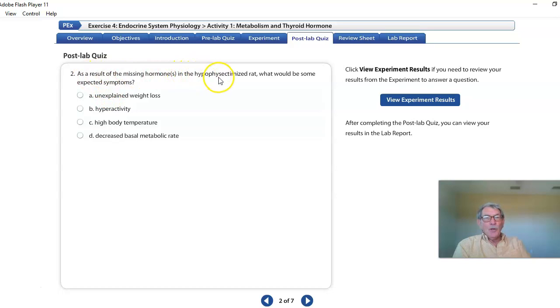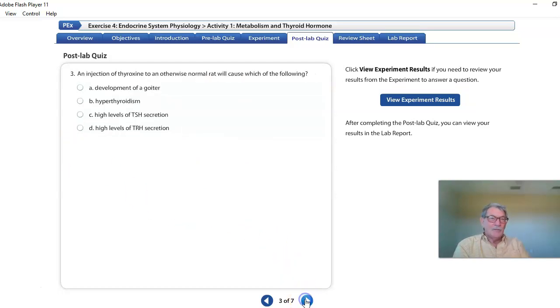Rest of the missing hormones in the rat without the pituitary. What would be some expected symptoms? Unexplained weight loss, hyperactivity, high body temperature, decreased metabolic rate. Well, unexplained weight loss could be it. He wouldn't have any growth hormone, right? Decreased basal metabolic rate. Well, certainly decreased basal metabolic rate. I guess we're just talking about thyroid hormone here. So decreased basal metabolic rate, of course.